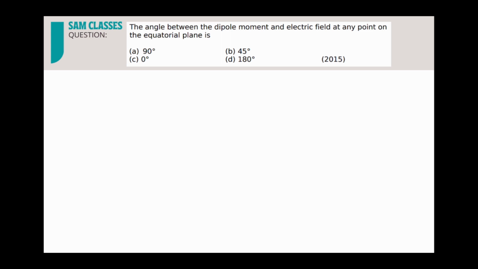The angle between the dipole moment and the electric field at any point on the equatorial plane is. Now we have to find the angle between the dipole moment, we know P, and the electric field. Now for what point? For an equatorial plane. First thing we need to understand is what an equatorial plane is.